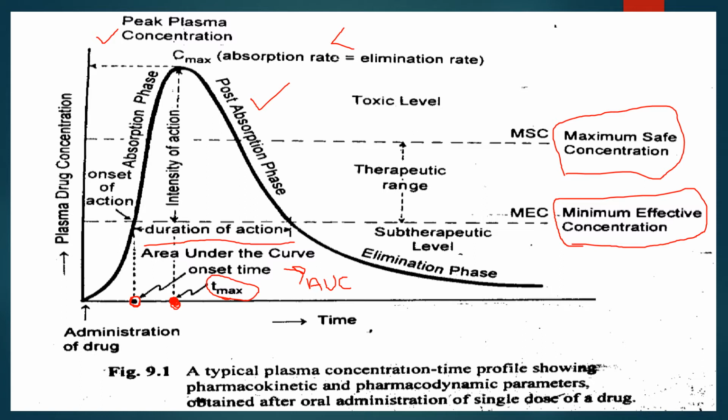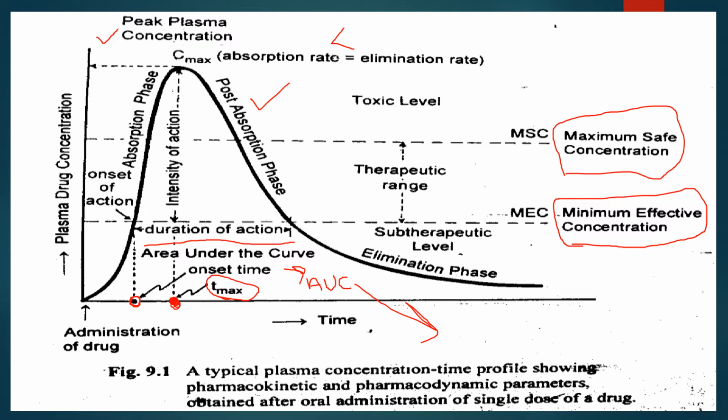It is the most important parameter in evaluating the bioavailability of the drug from the dosage form, as it represents the extent of absorption. AUC can be calculated by various methods, and the most widely used method to calculate AUC is the trapezoidal rule.